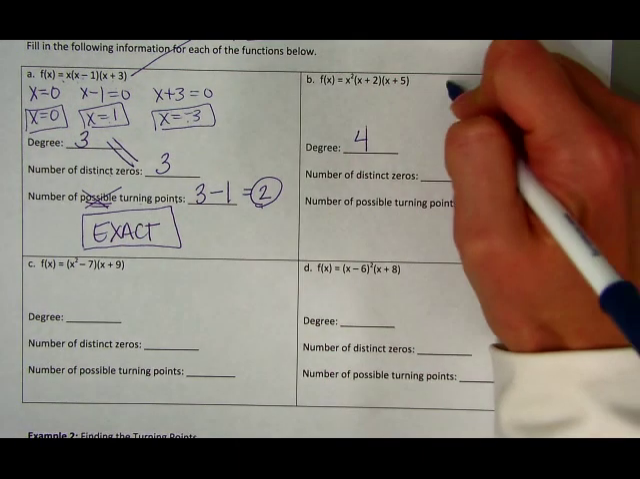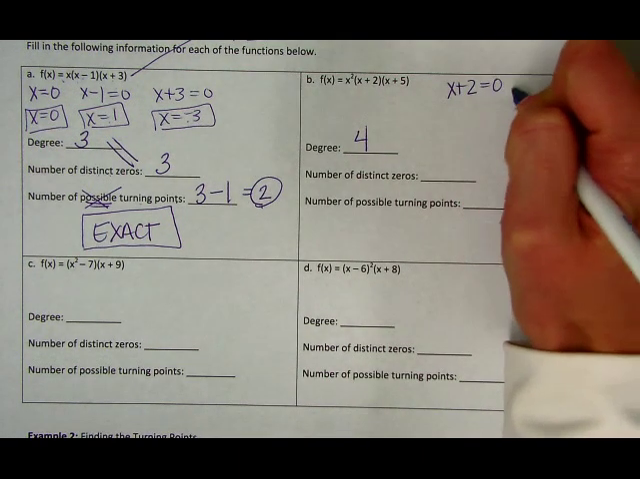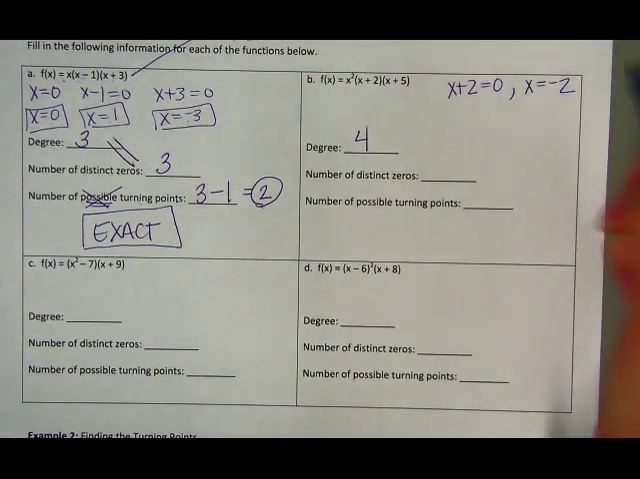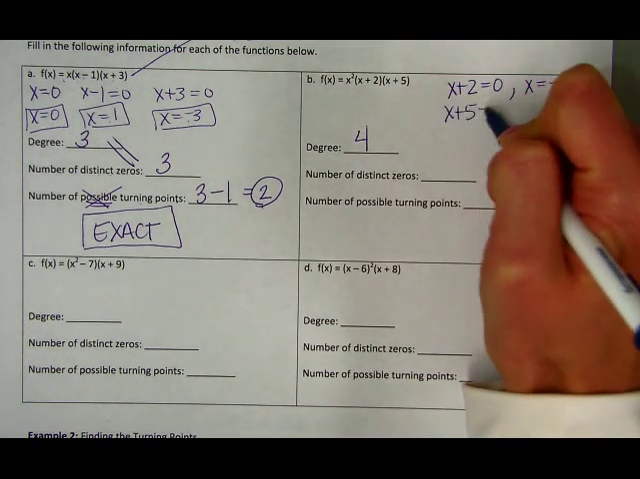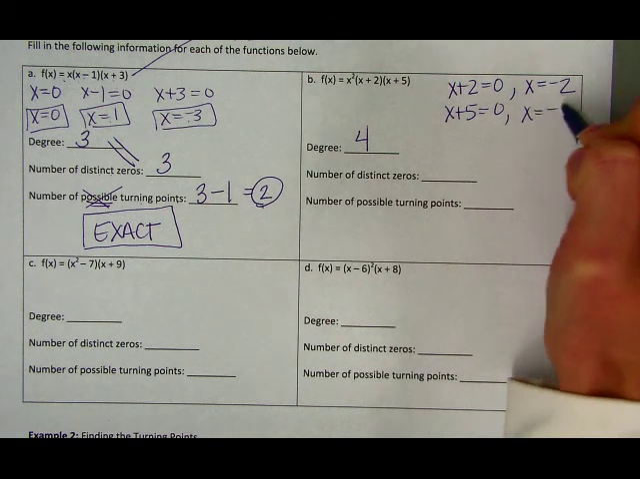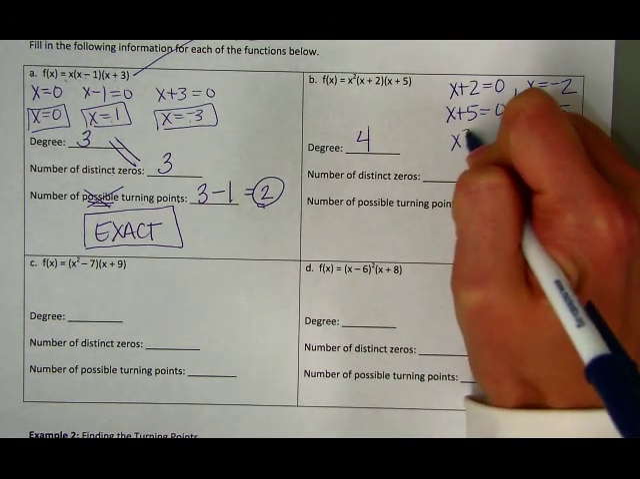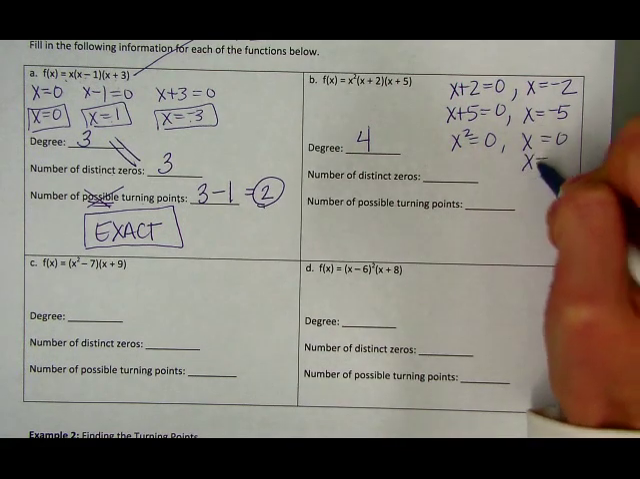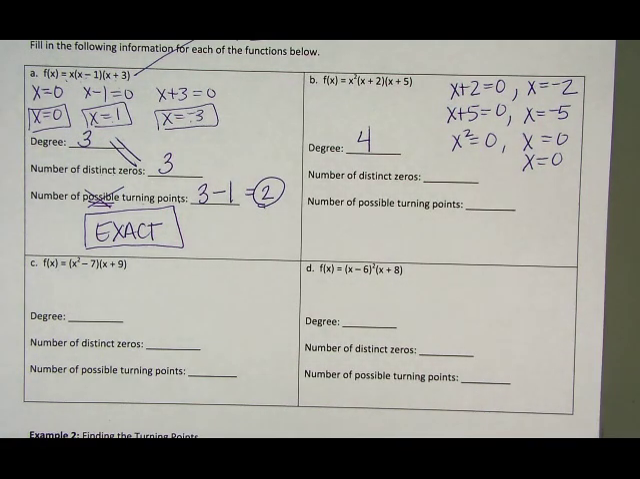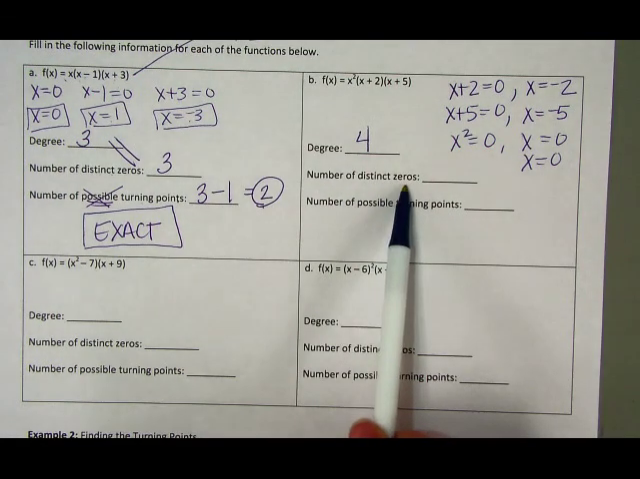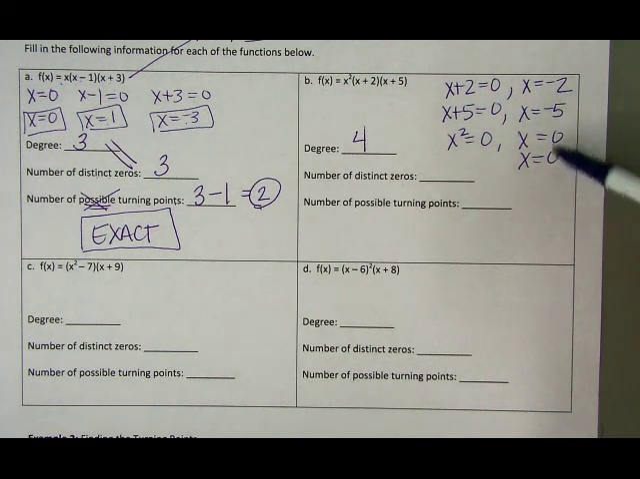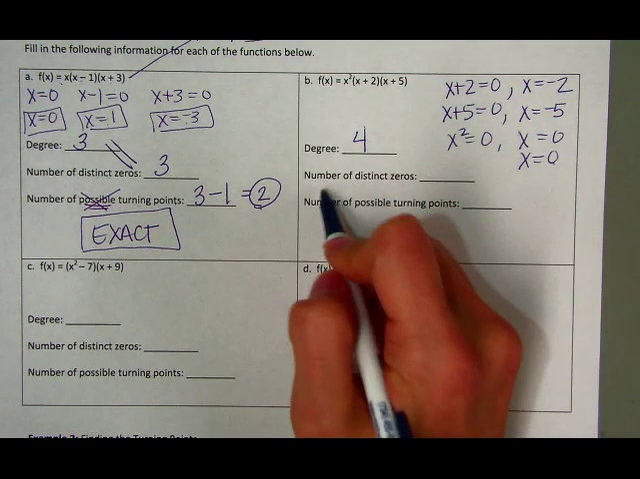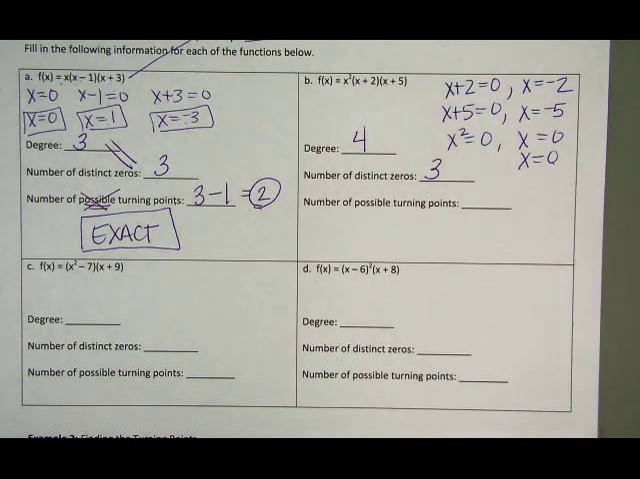When I do that, x plus 2 equal to 0 gives me x is equal to negative 2. X plus 5 set equal to 0 gives me x is equal to negative 5. And x squared equal to 0 gives me 2 x's that are both 0. So in this case, letter B, how many distinct zeros do I have? I only have 3, since 2 of them are the exact same number. So in this case, I have 3 distinct zeros.